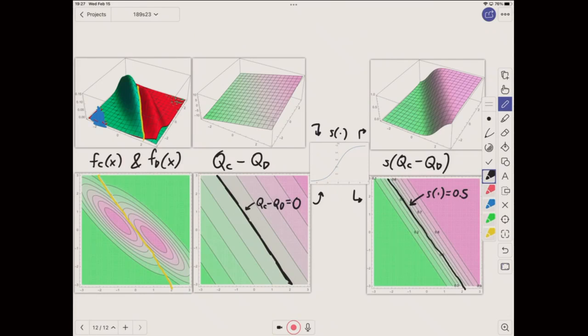So yeah, it's important to understand that once you've picked a classifier based on your training data, you're not going to change that classifier in response to the test points or the validation points.